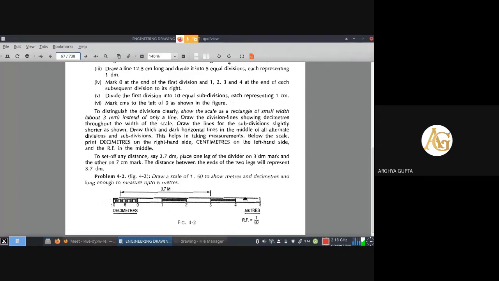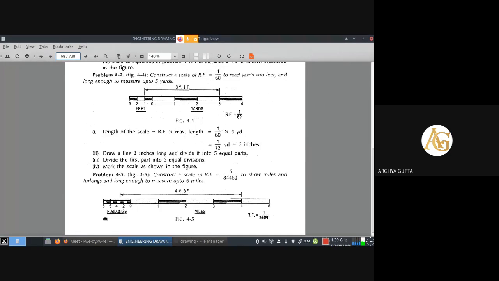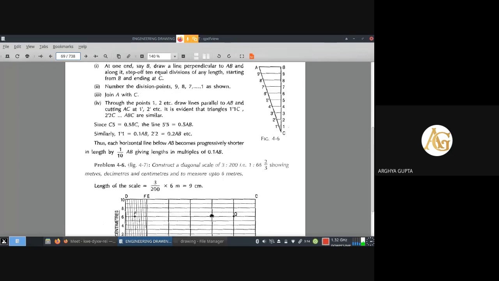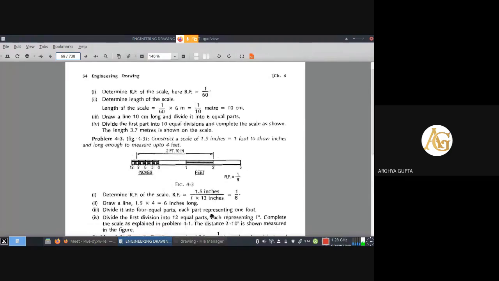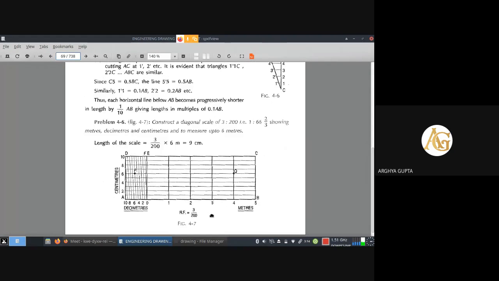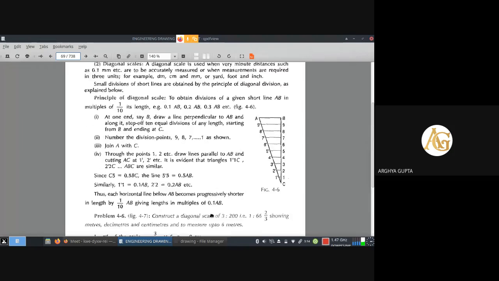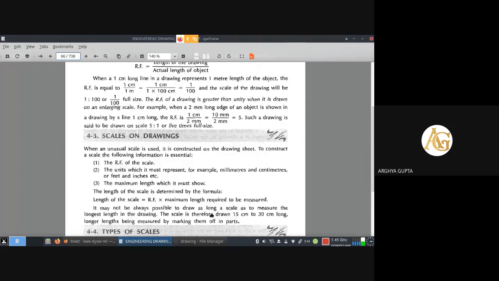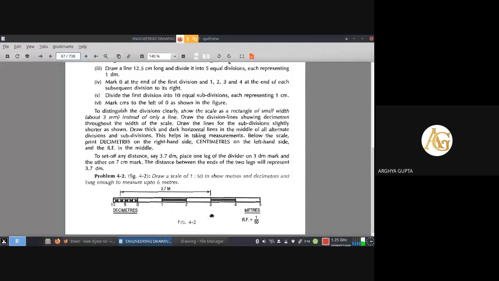Like here in this particular case, meter has been divided into decimeter. So one unit has been divided into the next consecutive unit. But for this particular scale, if I have to show 3.75 or 2.59, that cannot be shown by the scale.